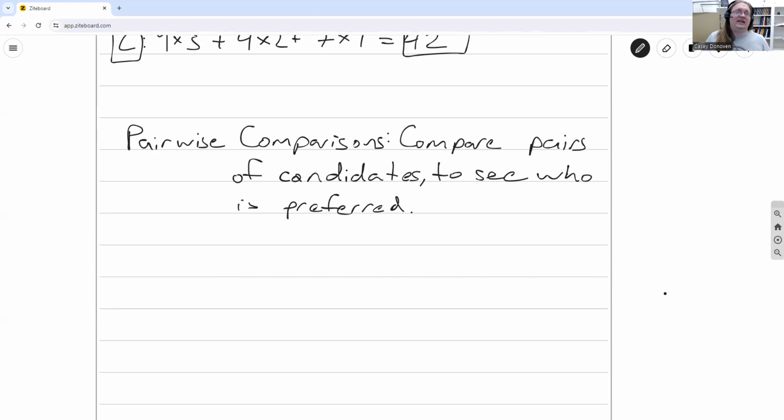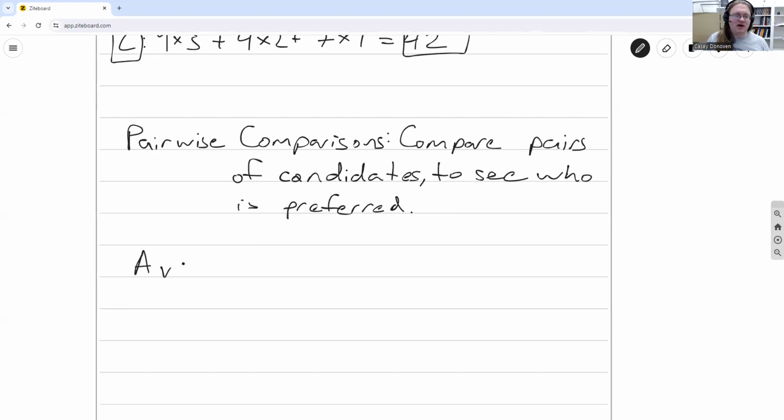When one candidate is preferred, they'll win a point. And when the candidates are preferred equally, as in there's an equal number of people that like one better than the other, they will both get half a point. So in this case, we have 3 candidates. We have A, B, and C.